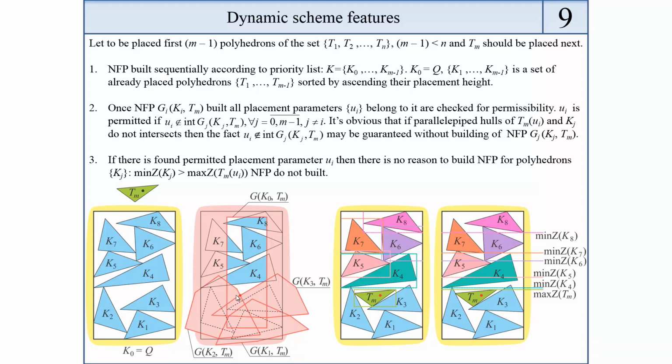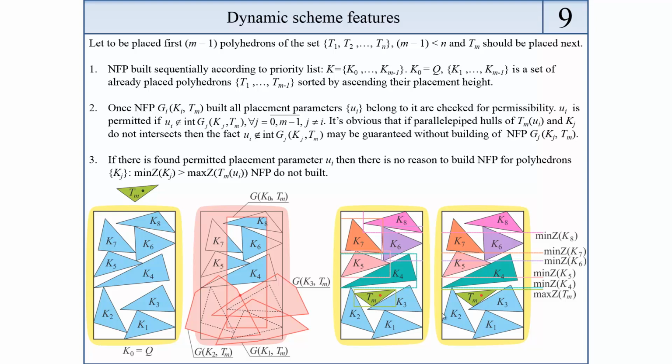The placement parameter is permitted if it doesn't belong to the inner part of any other NFPs which may be constructed on the current packing step. It's obvious that if the parallelepiped hulls of polyhedron Tm, placed according to the found point, and polyhedron Kg do not intersect, then the fact that the placement parameter does not belong to the NFP to Kg may be guaranteed without building the NFP to Kg.